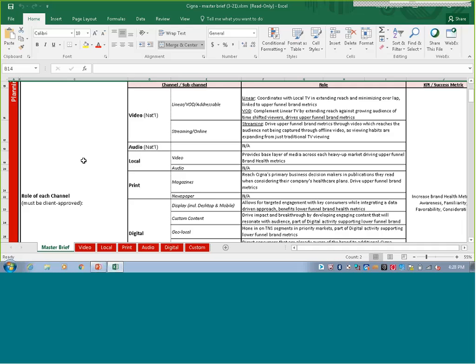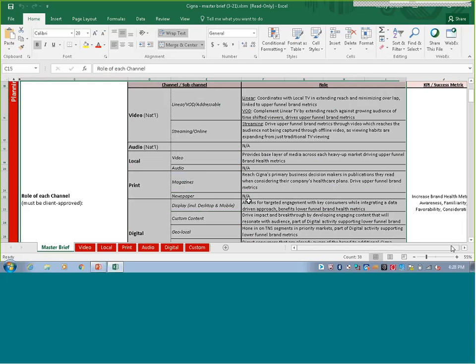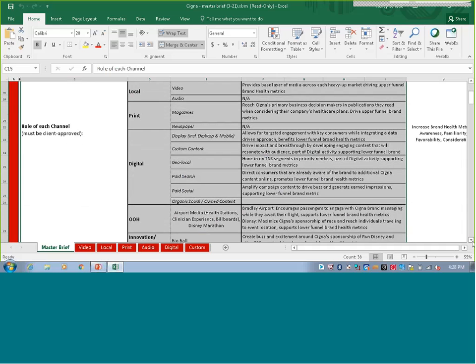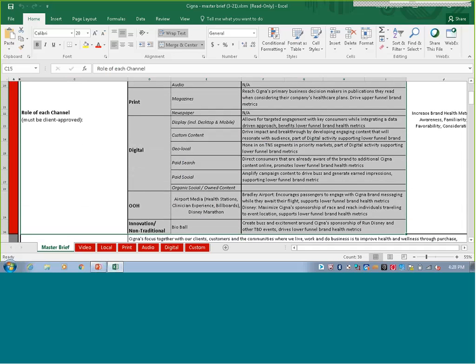We can come back to that when we get to the KPI part. But the role part comes straight from the insights and your objectives, and it ties right down to your KPIs as well. So if you don't nail that part, you're not going to swim, you're going to sink.